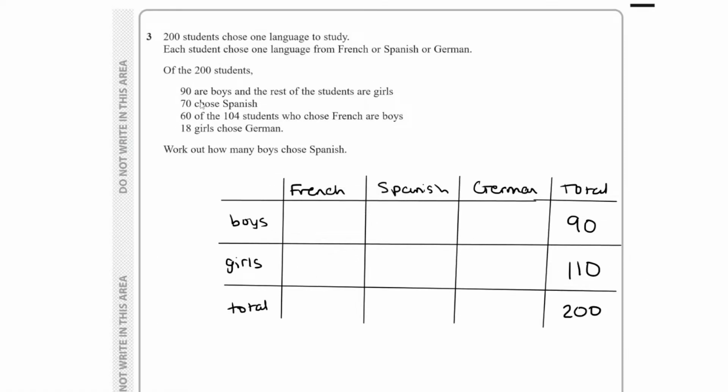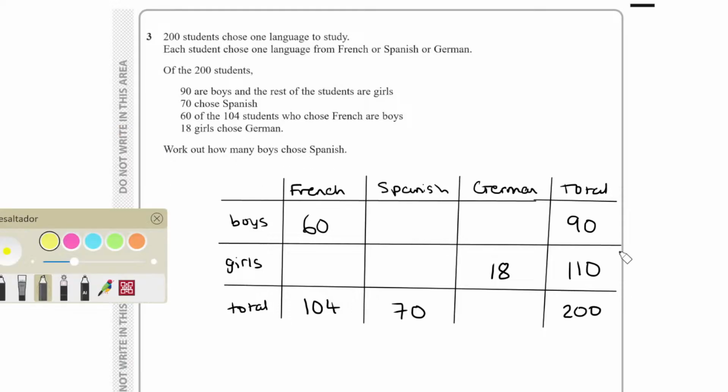110. Then we've got 70 chose Spanish. So that's the total of the Spanish column. We've then got 60 of the 104 students who chose French are boys. So the 104 is French as a total, and then 60 of them are just the boys, and then 18 girls chose German. So that's what I filled in so far.